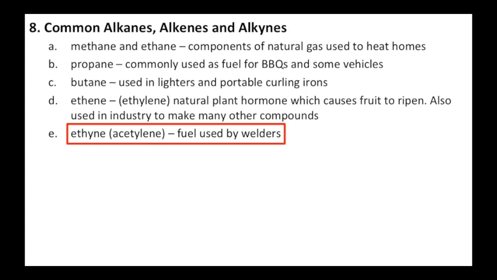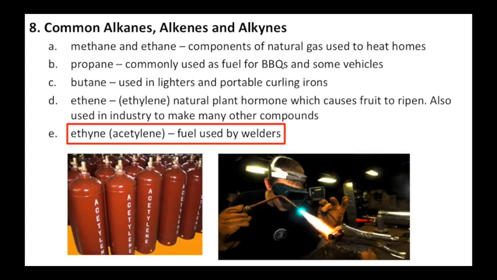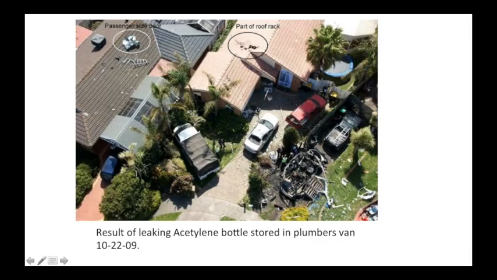And then, of course, there's ethyne, which is acetylene. This is the fuel used by welders. If anybody has ever used an oxyacetylene welder, that torch that has two hoses coming into it, a tank of oxygen and a tank of acetylene, oxyacetylene. So there's those tanks. There's a guy using the torch. It's used in welding.